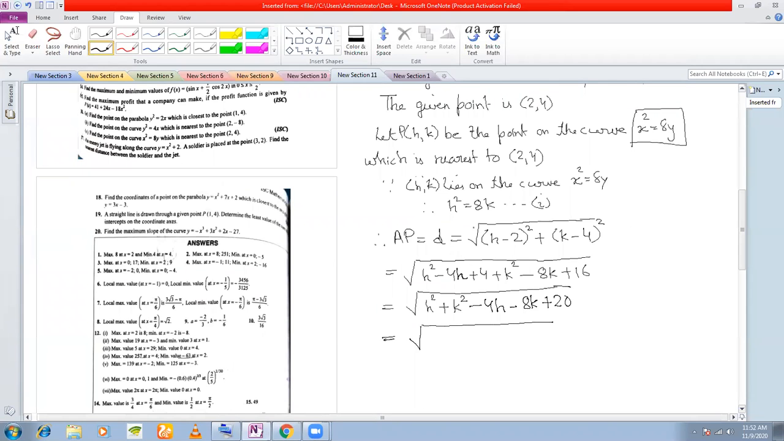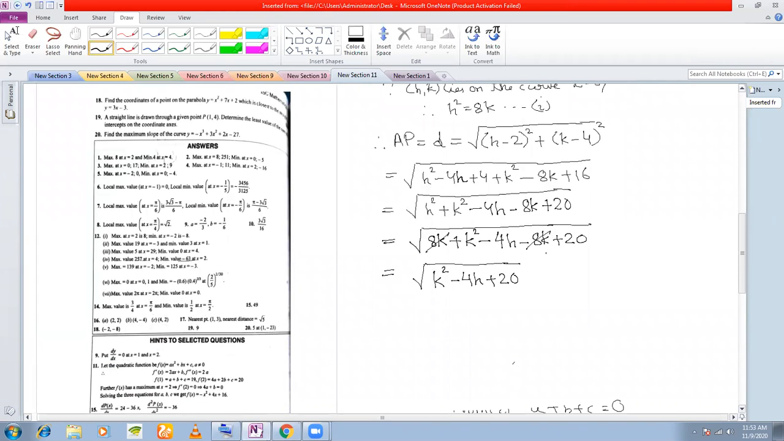Now see, h square is equal to 8k, right? So you put h square is equal to 8k here, plus k square minus 4h minus 8k plus 20. Okay. So therefore, what do you get here? This 8k cancels. So you get root over of k square minus 4h plus 20. Okay.